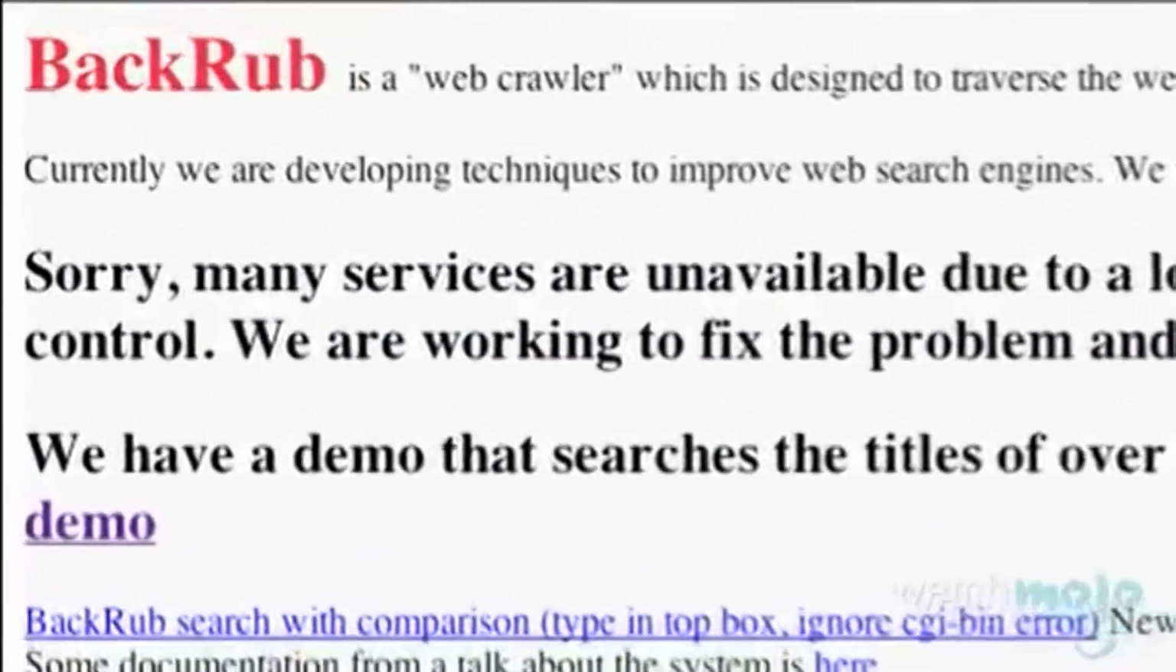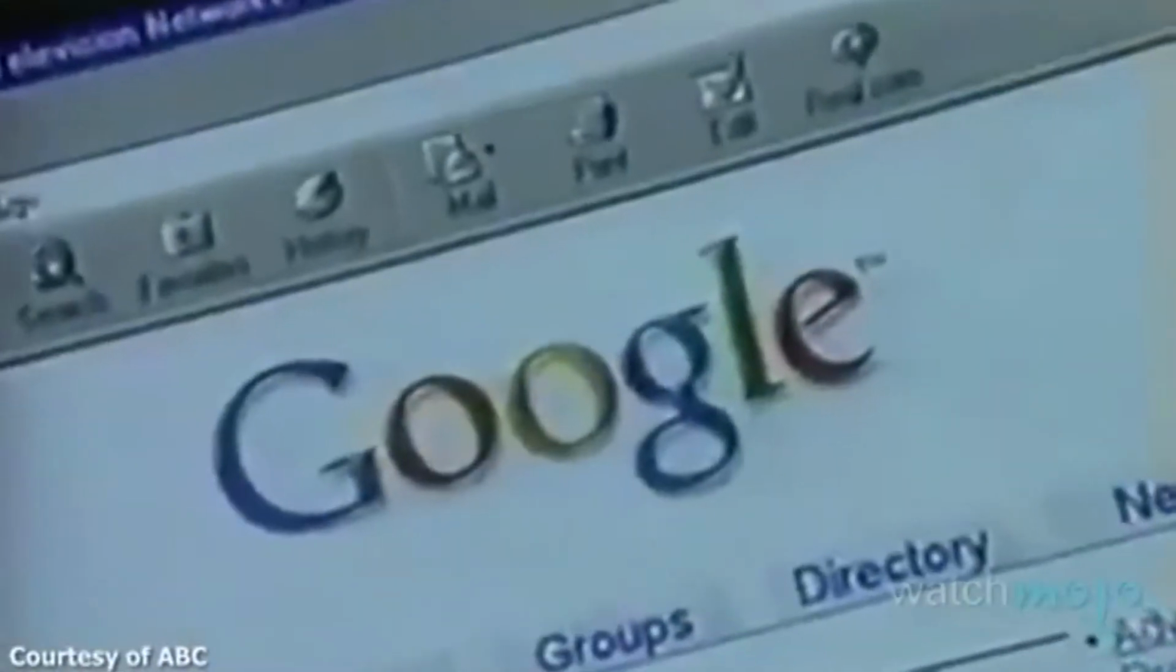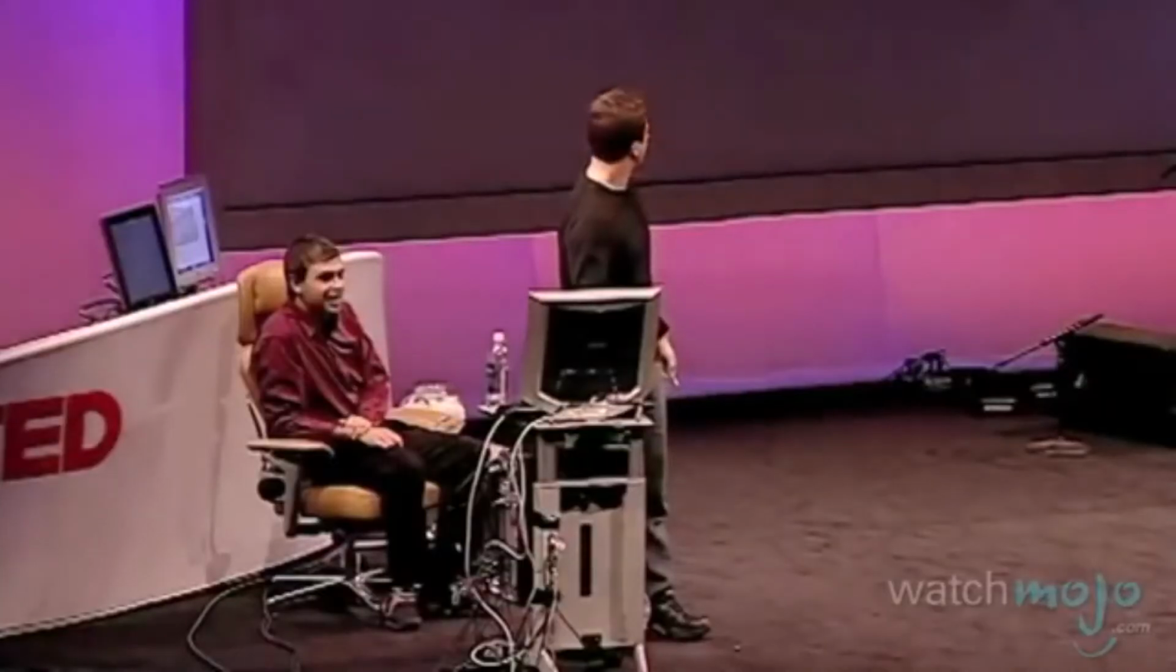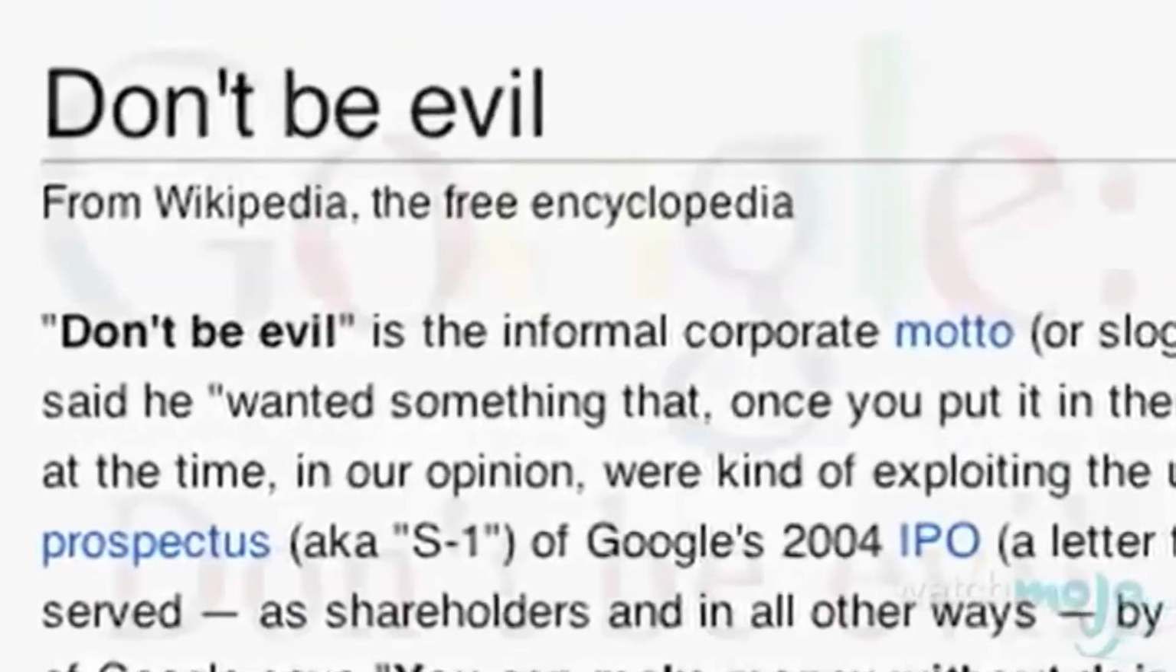Initially nicknamed Backrub, the Google.com domain name was registered on September 15, 1997, and the company incorporated on September 4th the next year. Its initial public offering came on August 19, 2004, though the founders and then CEO Eric Schmidt remained in control. As a result of the IPO, many of the company's employees became paper millionaires, and this led some to wonder if Google would live by its "Don't be evil" motto.